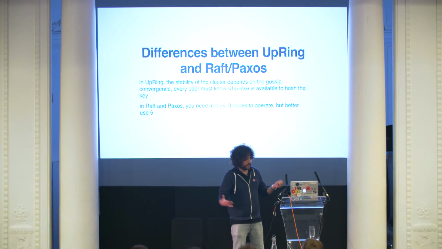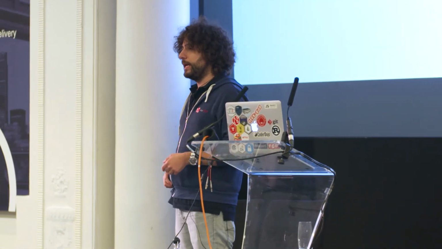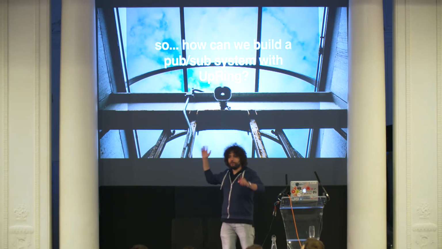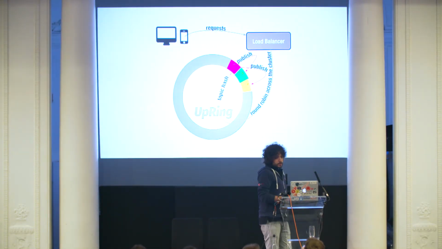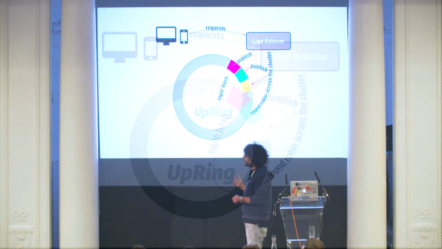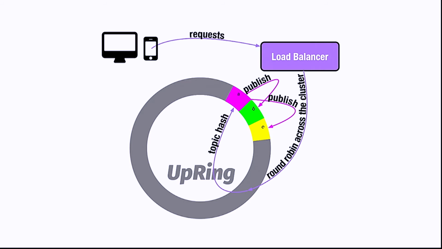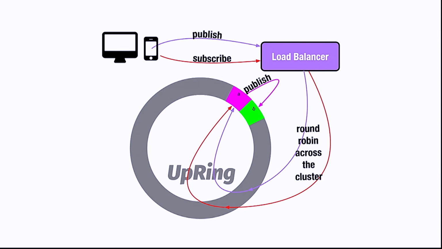By the way, if you're using Kubernetes, you have an etcd cluster down there. So be careful. With UpRing, it's way simpler to operate because you just throw it up and it doesn't have all these minimum requirements. So back to the original question, how can we build a PubSub system with UpRing? Same problem, but instead of key value and read and write, we have publish and subscribe. When we publish, we hash our topic and allocate it to a node, and then we replicate the publish.